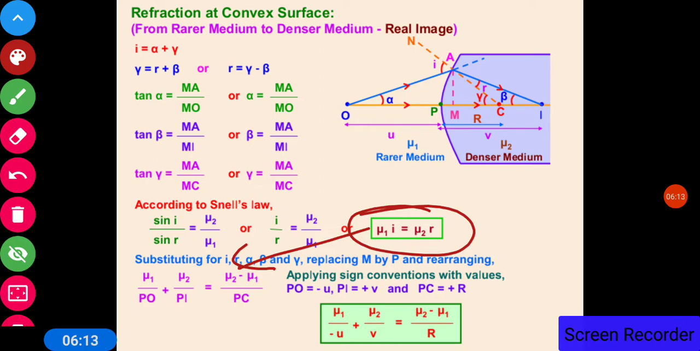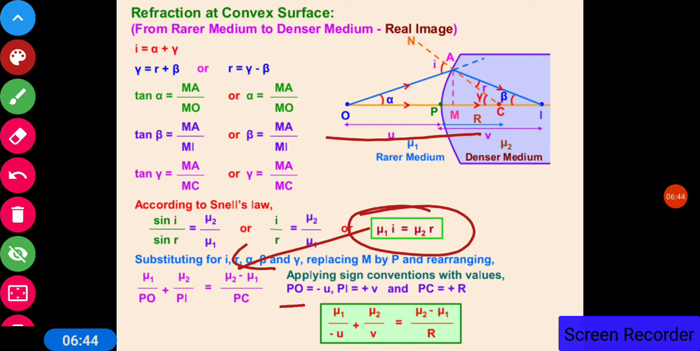Now look at the figure. PO is equal to minus u. According to the sign convention, the distance opposite to the incident ray is taken negative, so PO is equal to minus u. U is for the object. PI is in the same direction of the incident ray, and it is the position of image, so PI is equal to plus v, and PC is the radius of curvature, which is again in the same direction, so PC is equal to plus R. All the distances are measured from the pole.